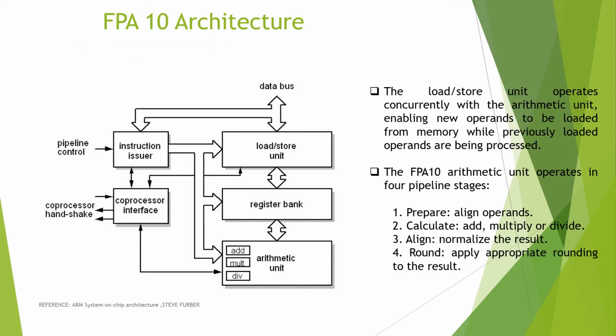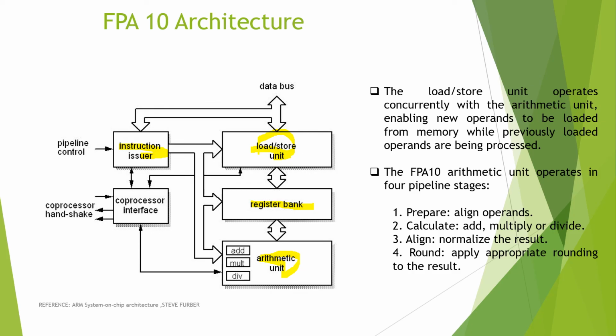Here you can see the architecture of the FPA10. I told you what it contains. You have the load and store unit, to memory and also from memory. You have the instruction issuer and the register bank. Then our arithmetic unit that performs all the additions, multiplications, subtraction, division and so on. Then you have the coprocessor interface. The coprocessor works on a handshake basis in this architecture.